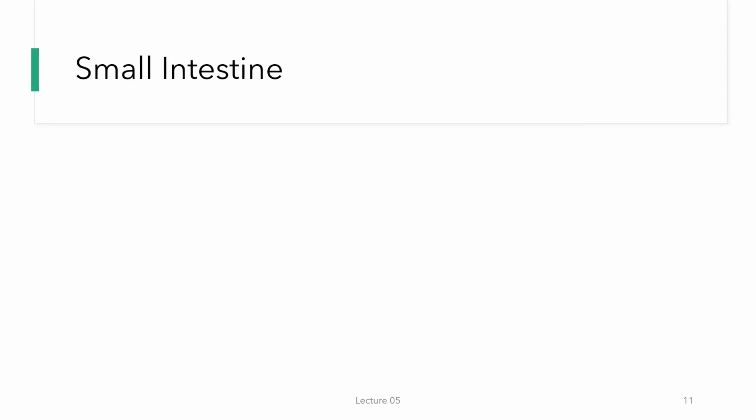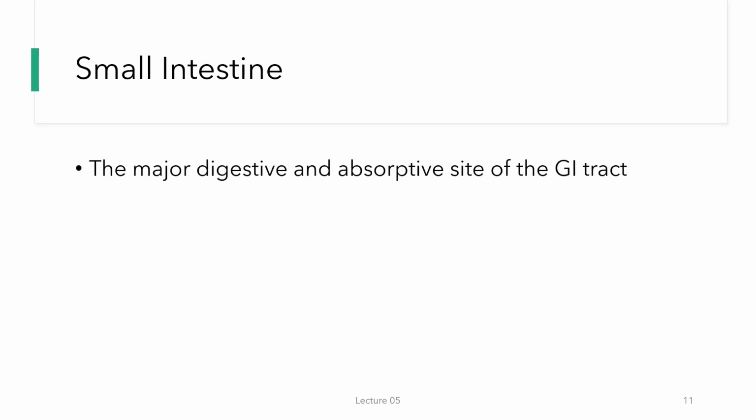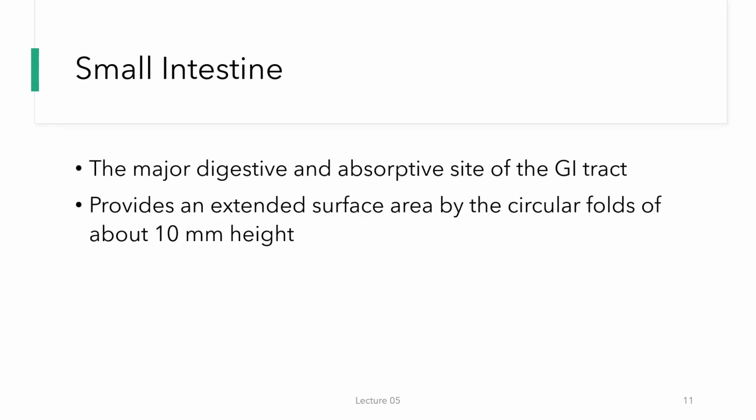The next part of the GI tract is the small intestine. The content of the stomach follows into the small intestine, the major absorptive and digestive site of the GI tract, providing an extended surface area by the circular folds of about 10 mm height and through the microvilli on the absorptive cells of the mucosa.